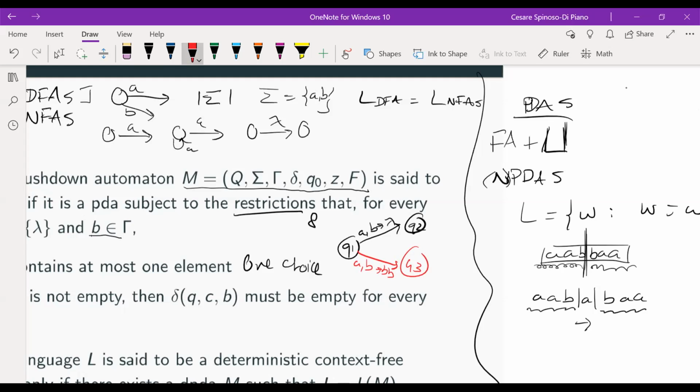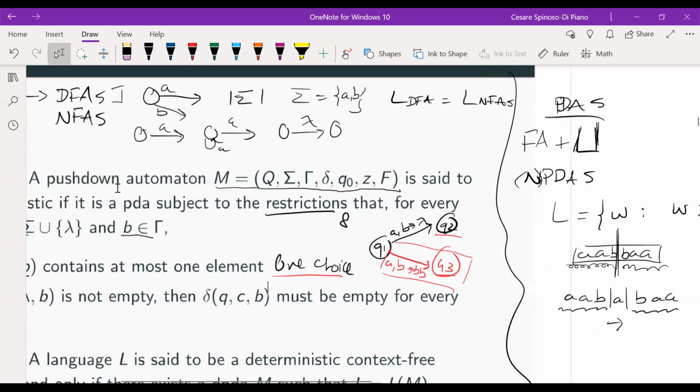So that means that it's not allowed for you to have a second choice here. Because if you're in Q1, you read an A and you see a B at the top of your stack, you have two choices. Namely, you can pop and go to Q2, or you can push a B and go to Q3. Okay, so that's not allowed. You only want one choice. Okay, so that's the first restriction.